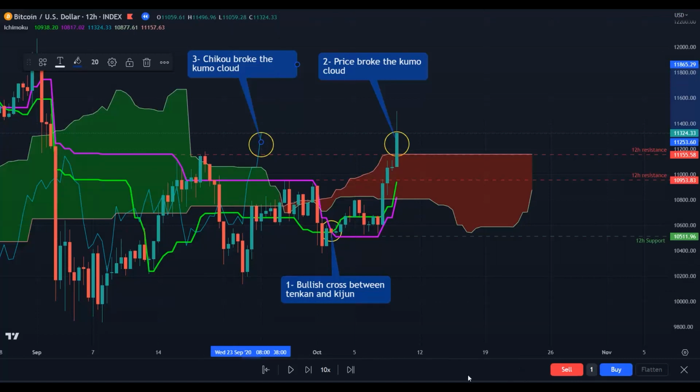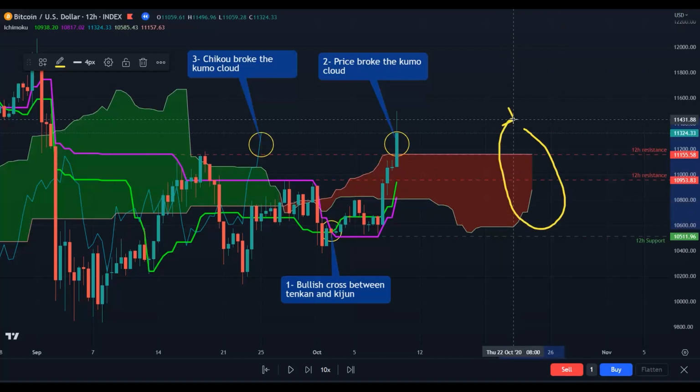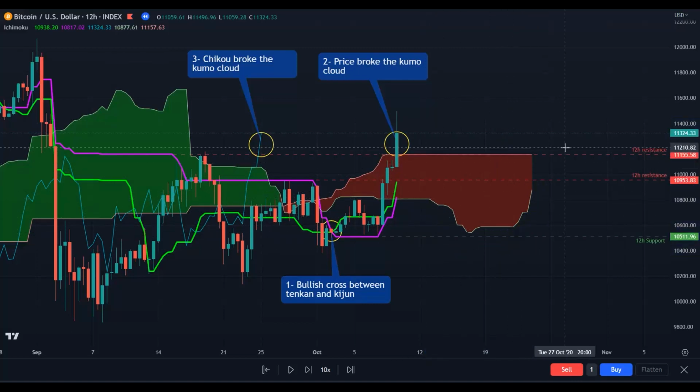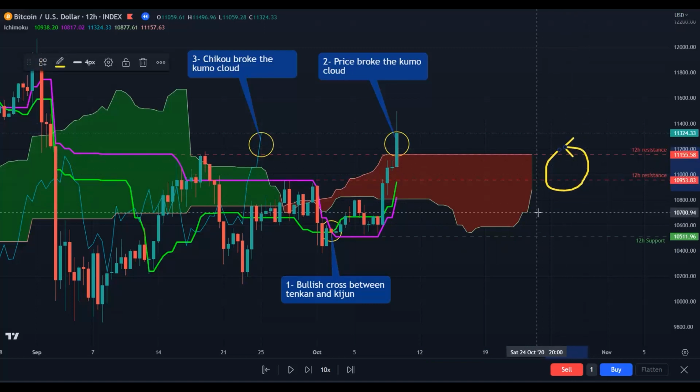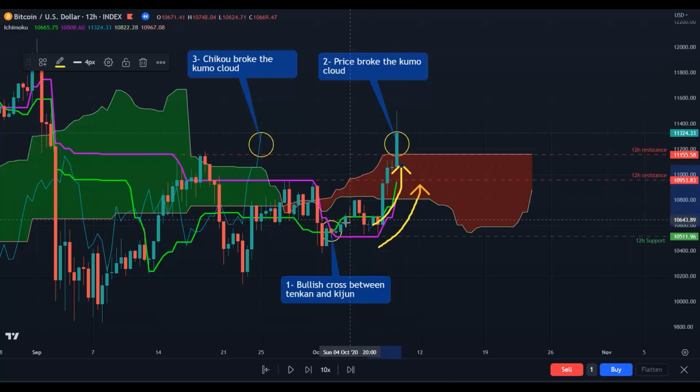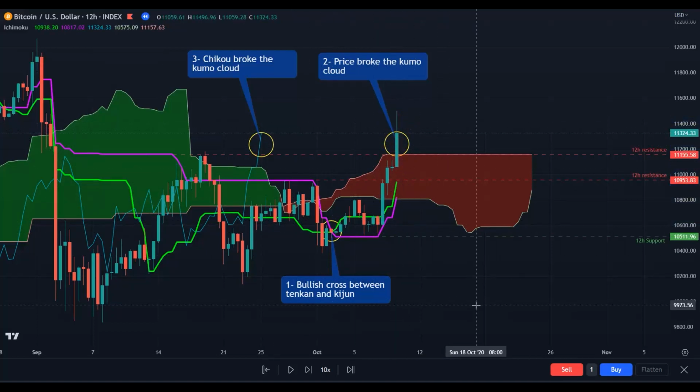Am I opening a long position here? No. Why no? Because the future Kumo cloud is still bearish. Yeah, we see some kind of roundness, but I have to wait for a bullish future Kumo cloud, which will be green. Okay, I'm not opening a long position, but all the signs are here. The Kijun-sen are angling to the upside, the Tenkan-sen are angling to the upside, price is above the Kumo cloud. All of these are bullish signs.